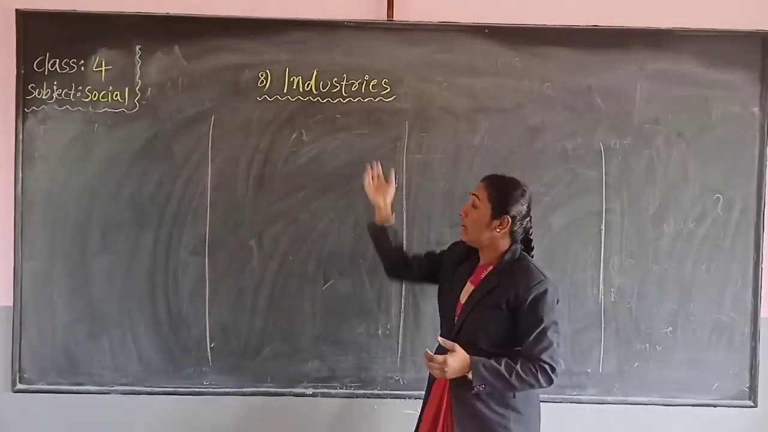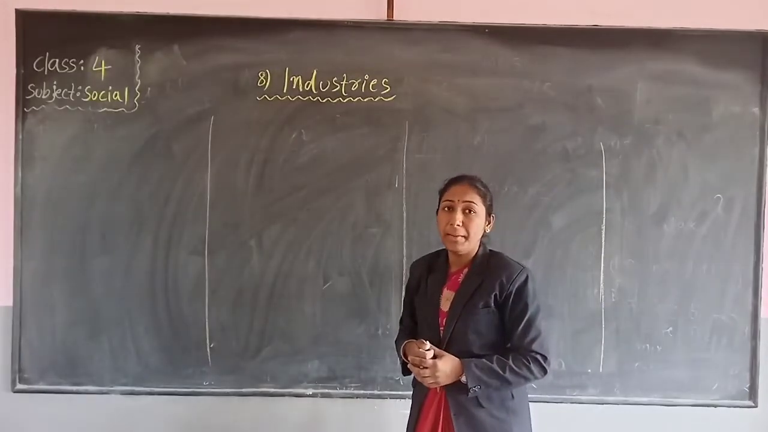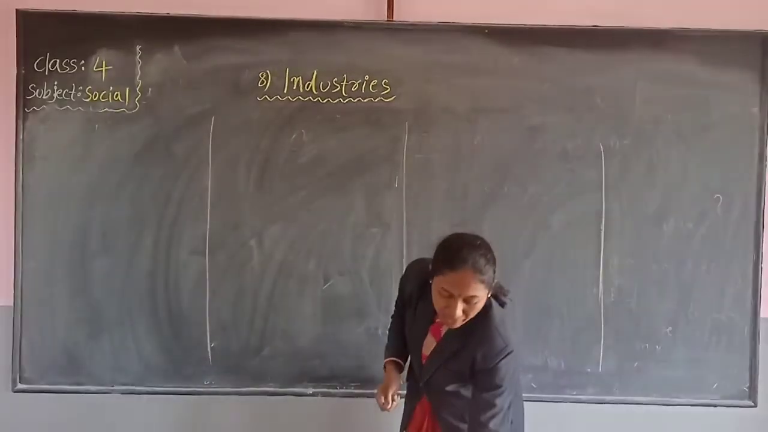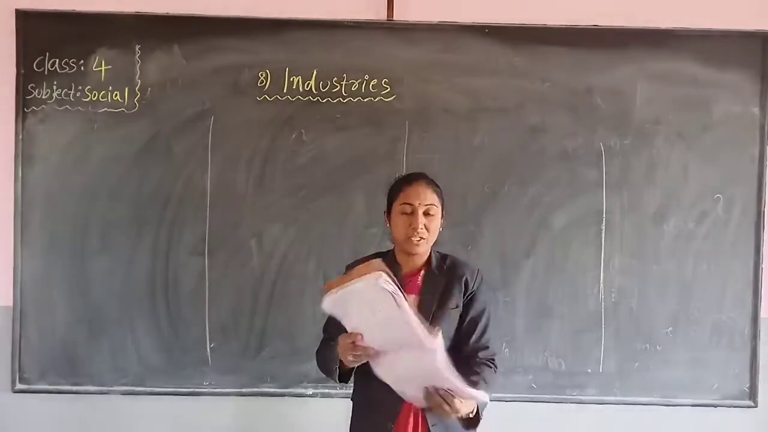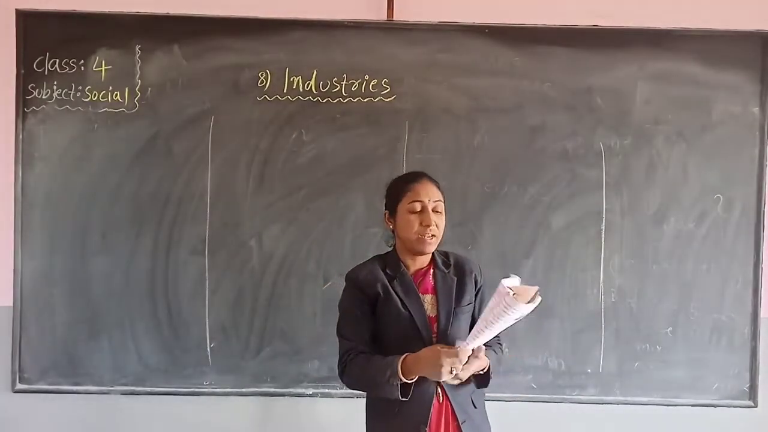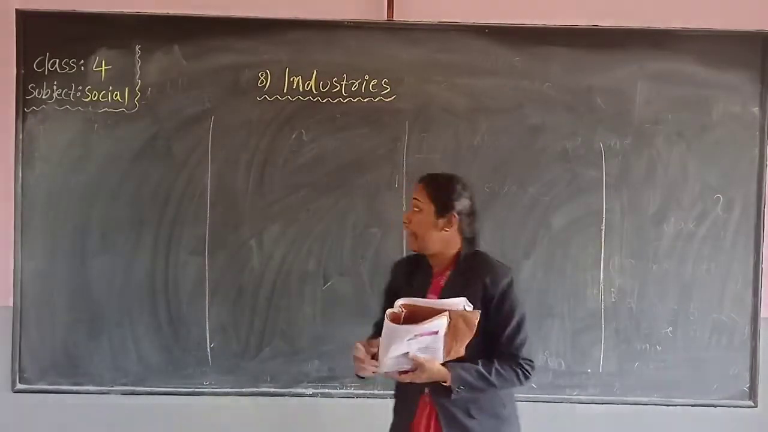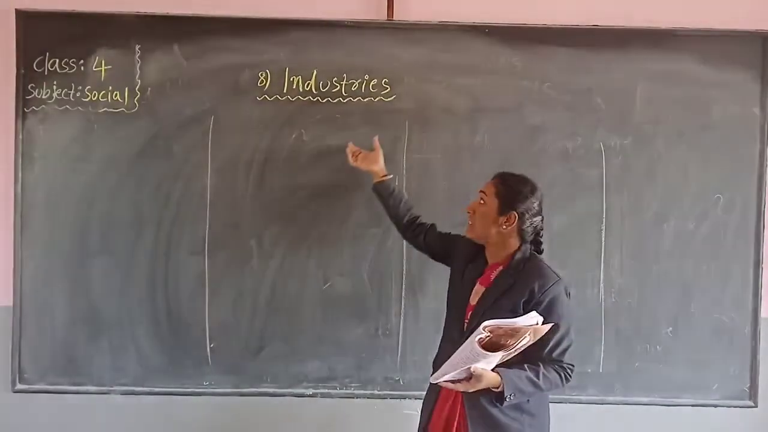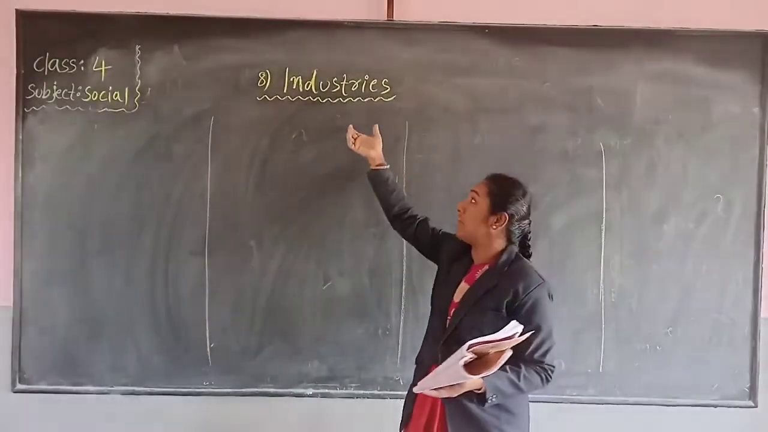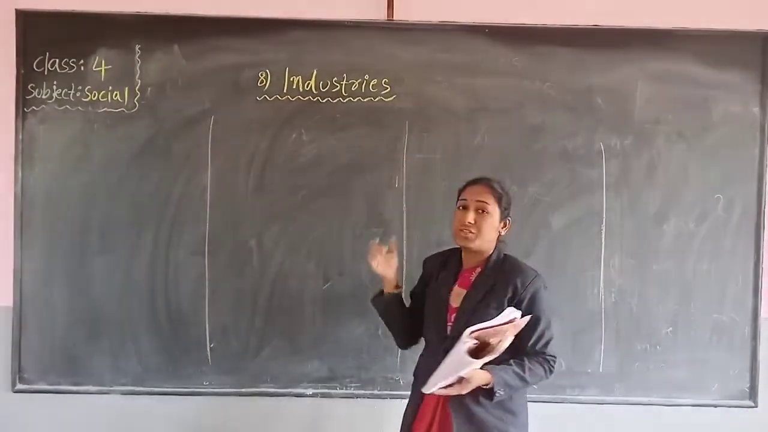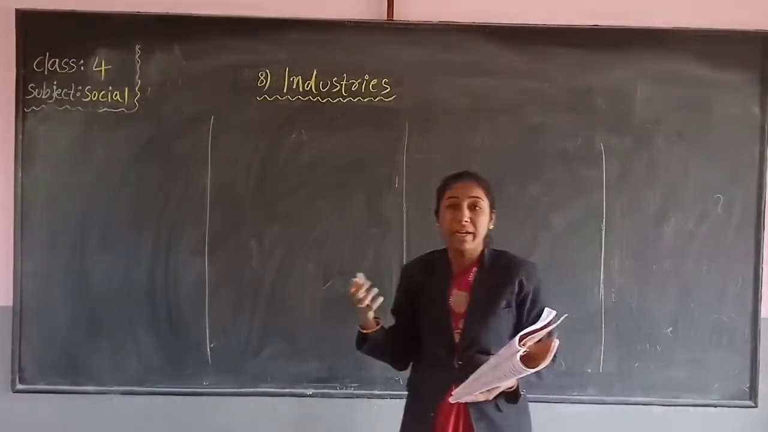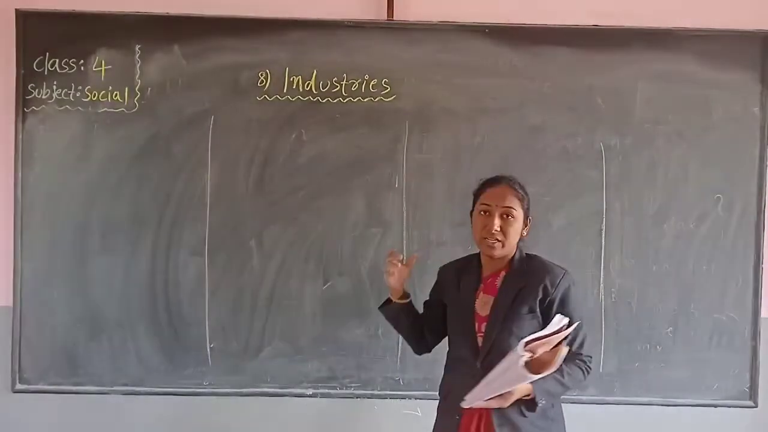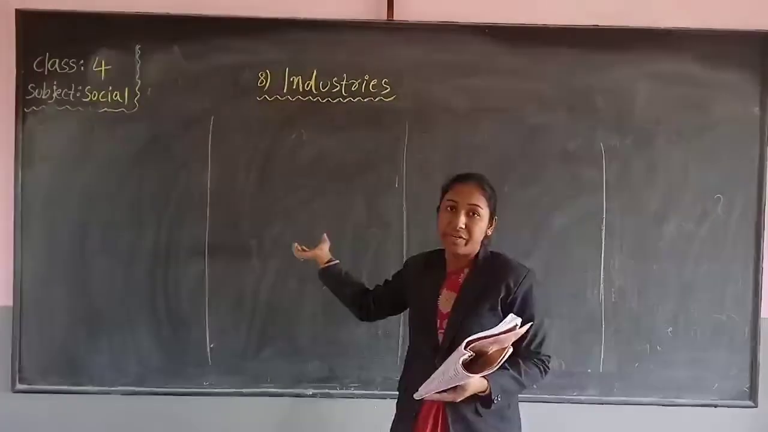What is the lesson name? Industries. All of you, take your social textbook and open page number 192. Industries, children, factories. What happens in the industries? Raw materials are made into things in the industries.